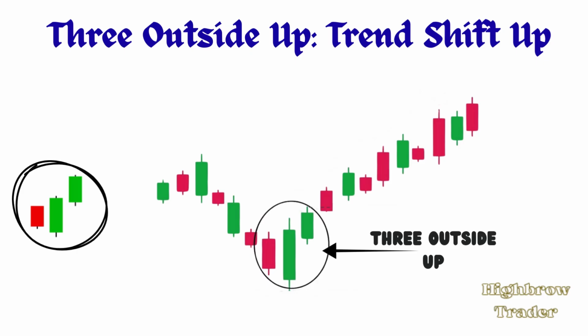A 3 outside up is a strong bullish reversal pattern that begins with a small bearish candle, followed by a bullish engulfing candle that completely overtakes the first, and a third bullish candle that confirms the trend reversal. This 3-candle structure reflects a transition from weakness to decisive strength. Look at the chart below. You'll see a small red candle followed by a large green candle and then another green candle, indicating a potential shift from bearish to bullish momentum.